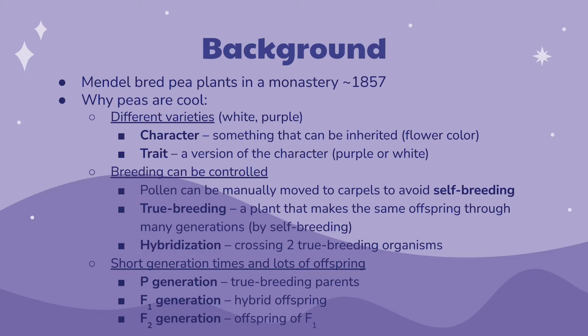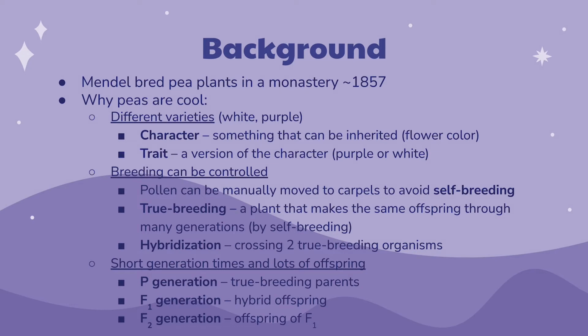Secondly, another reason why pea plants were good for the job is that their breeding could be controlled. Essentially, you could manually remove the pollen and apply it to the carpels, and this way you can avoid the flowers self-breeding. In some vocabulary, true breeding is a plant that makes the same offspring through many generations by self-breeding. Hybridization is when you cross two true breeding organisms.